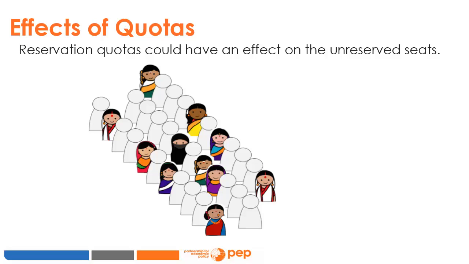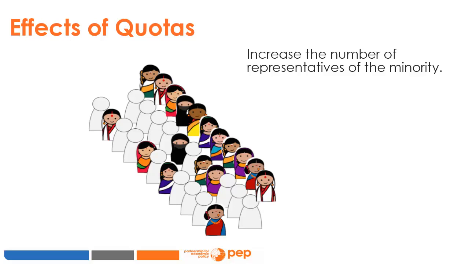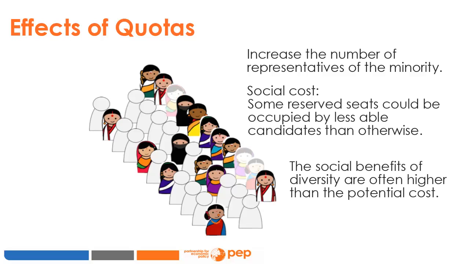The main argument is that reservation quotas could have an effect on the unreserved seats. Suppose that you have an underrepresented group that you want to encourage to participate in the government. You select some seats to be reserved for that group. Reservation should increase the number of representatives of the minority group, but could also implicate a social cost. Some of the reserved seats could be occupied by less able candidates than otherwise. In many cases, when reservation policies are implemented, the social benefits of diversity are thought to be higher than the potential cost of a suboptimal selection of candidates.